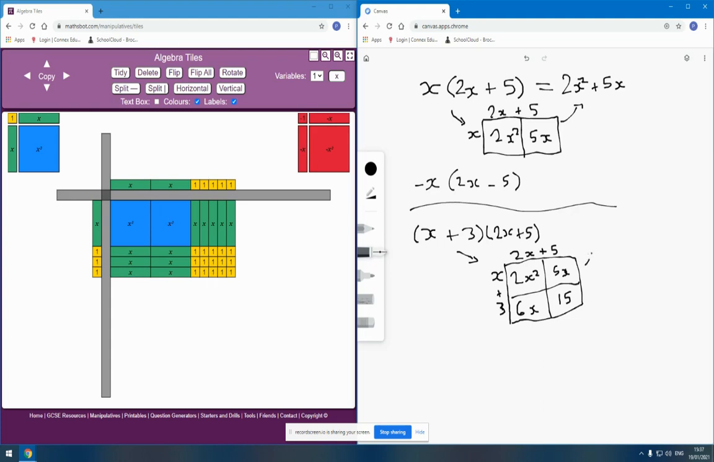And again, what we would normally do here, of course, is add these 4 bits together. Whenever we calculate the area of a large shape by breaking into parts, the final thing we do is sum the separate areas that we have. So I've got 2x squared, and then I've got 5x and 6x, so I've used 11x's all together, and then 15.